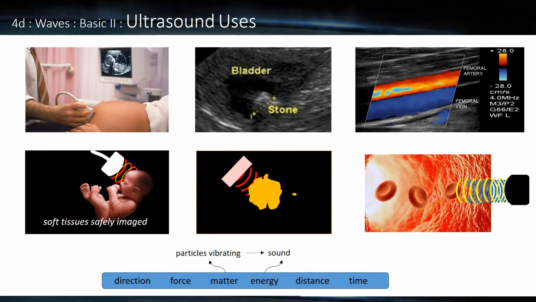Now because the blood cells are moving towards the source, you can see here the blue waves are going to bounce off at a higher frequency than the yellow waves, the incoming waves. And again, our computer does our calculation, can look at the difference between those two frequencies, and we can work out the speed of the blood and whether it's traveling towards us or away from us. So there we have it, 3 very powerful uses of ultrasound.